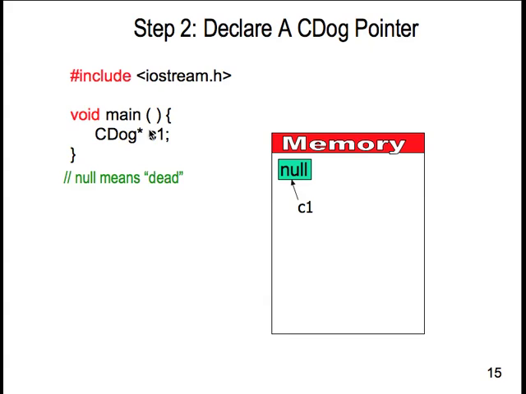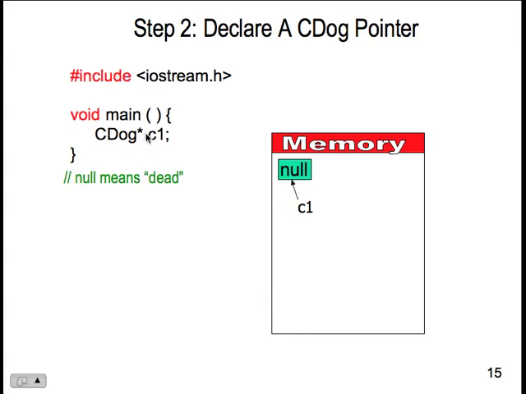So in step number 2 here, we're going to declare a CDog pointer. And now I'm going to start using pointers because this is twofold. I'm going to show you about classes, but also show you about pointers at the same time. And you notice that we have this asterisk, and I said CDog space C1, which means we're creating a pointer variable called C1, of data type CDog, and it's a pointer variable because we're including this asterisk.